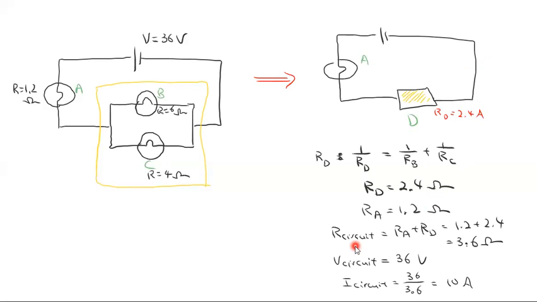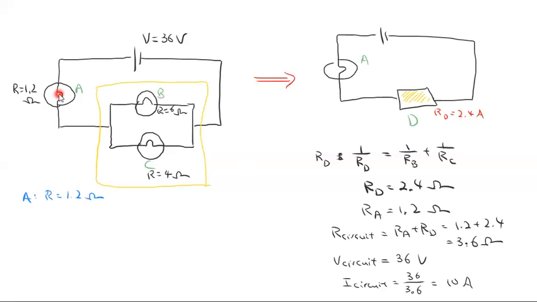So at this point in time, we have worked out the voltage, the current, and the resistance of the entire circuit. All right. But as before, let's go a bit further. Let's say I want to work out all the answers for A. So let's look at A and D. For A, do we know its resistance? Yeah, 1.2.